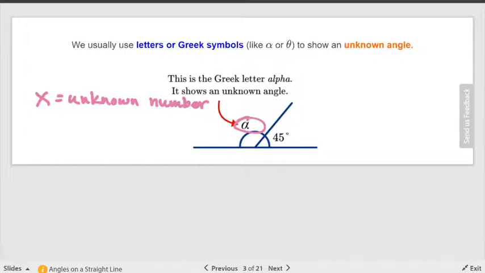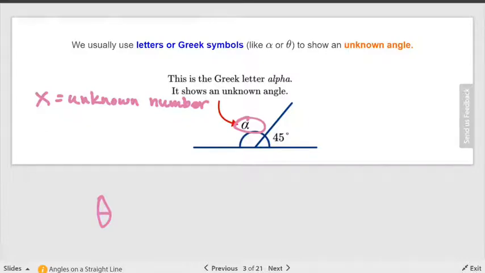Now, just a moment ago, we had one that was called X. So is that a 100% absolute rule? Not at all. Is it wrong if we use X? No, it's not wrong. It's just preferable to use Greek letters. And the most common one is actually not alpha. The most common one we use is theta. When you move forward and you're doing trigonometry, you're going to see theta all the time.